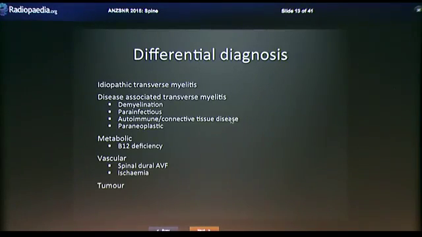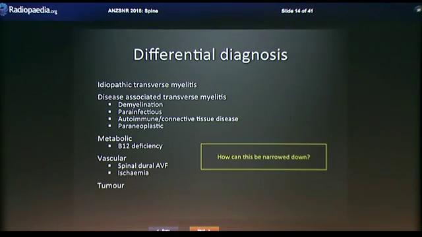And so the main problem is this. This isn't even an exhaustive list of the differential diagnosis for this imaging presentation. And as I said, it involves all of the spectrum of different pathogenetic backgrounds. So what do we do?